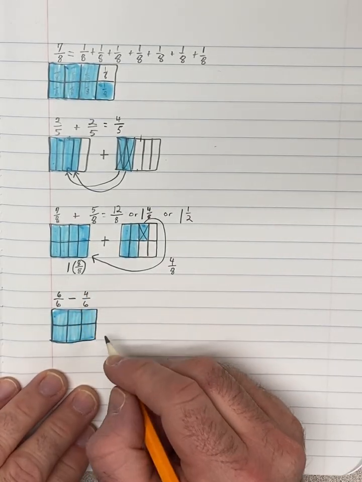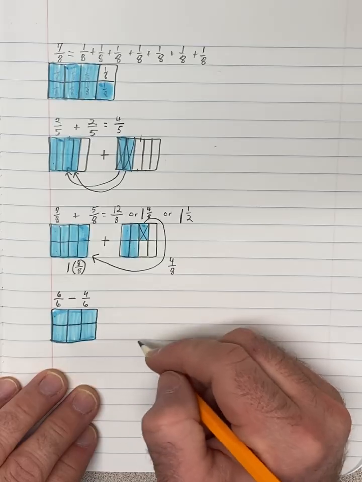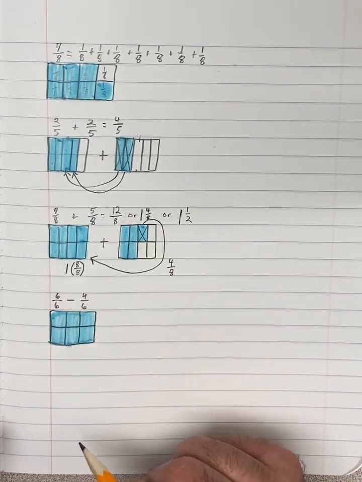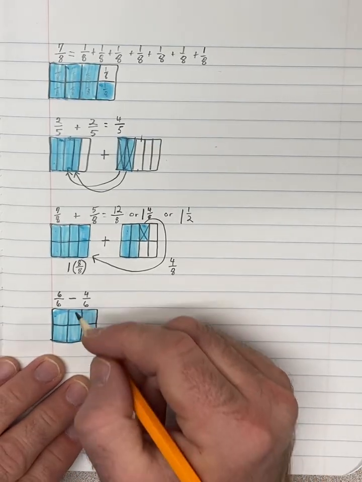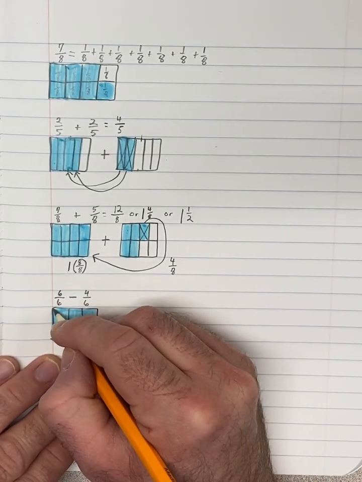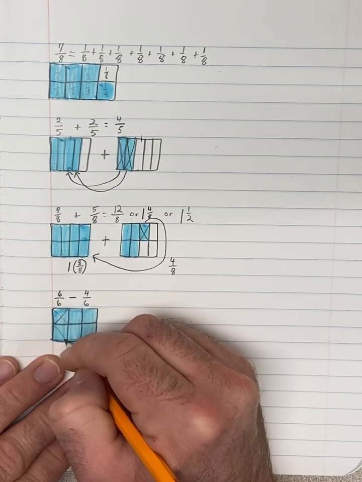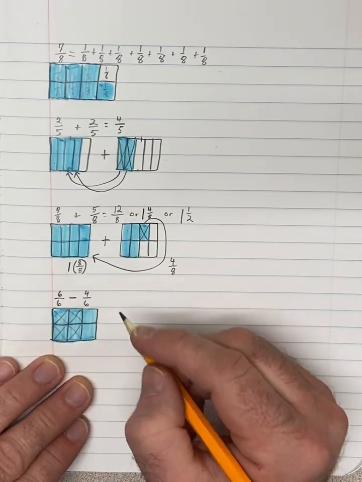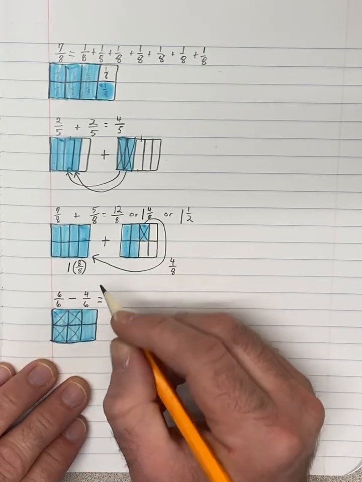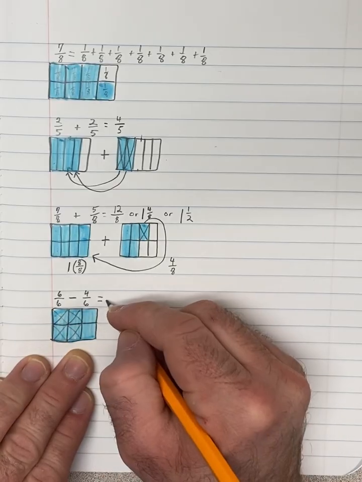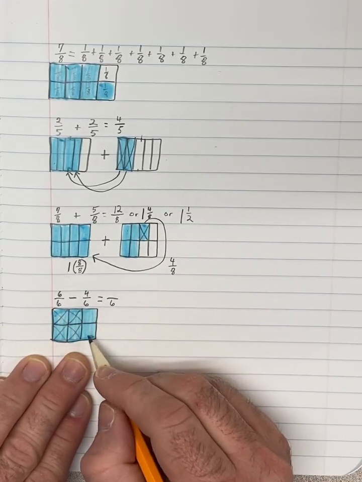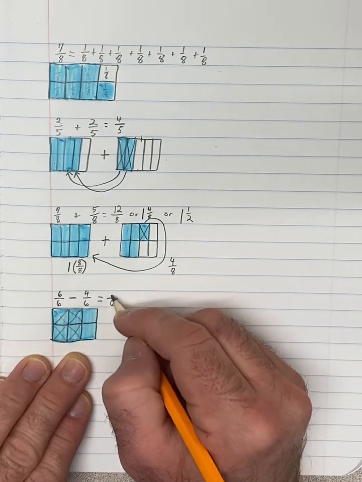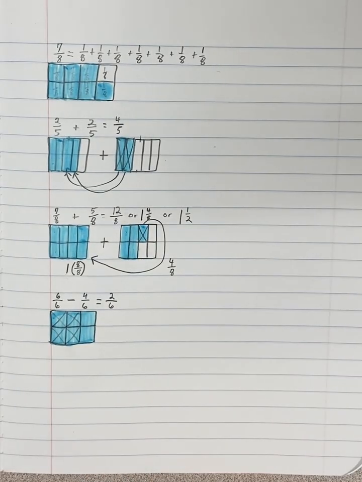Now I'm not going to draw a subtraction sign and draw a model of 4/6, because 4/6 is what I'm removing from 6/6. I'm simply going to remove 1, 2, 3, 4 from that. I have 2/6 left. There's still 1/6 of the whole, but only 2 are remaining.